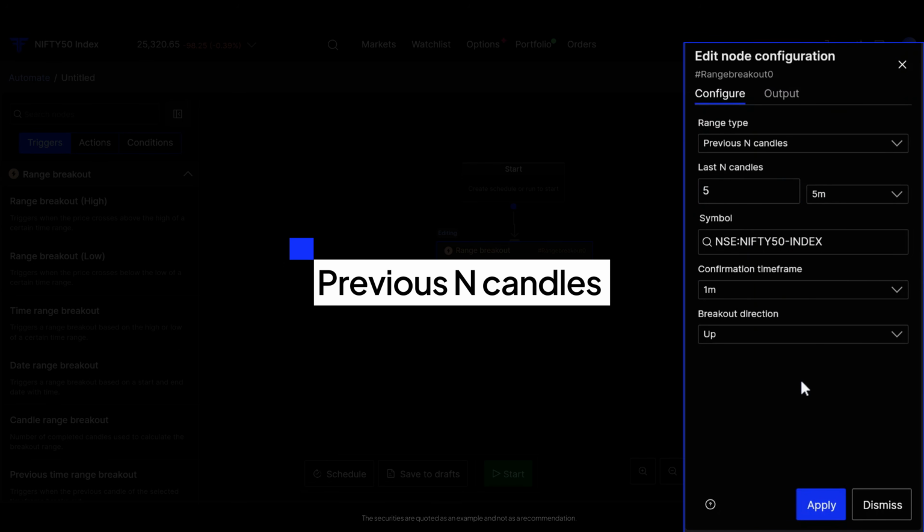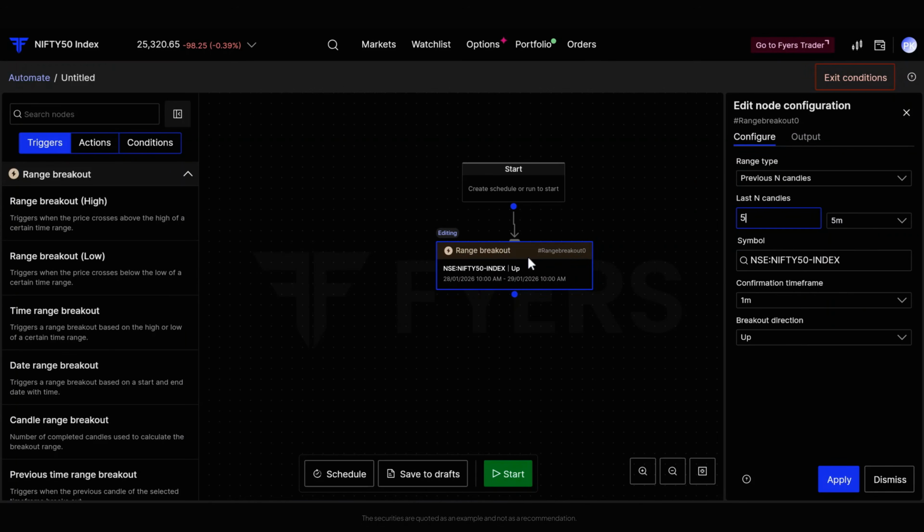In this case, the automation continuously monitors the upper and lower range of the previous 5-minute candles from the current candle. Whenever the current 1-minute candle close breaks the range of the previous 5-minute candles, the trigger will be activated.